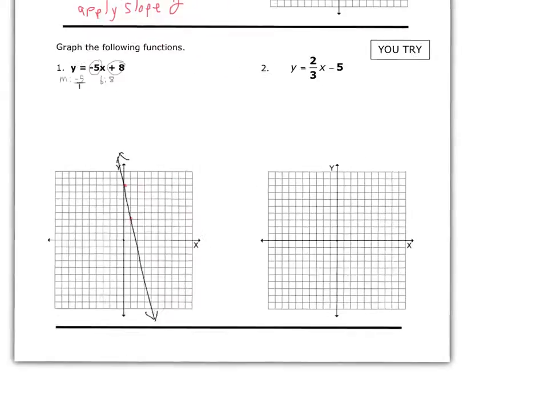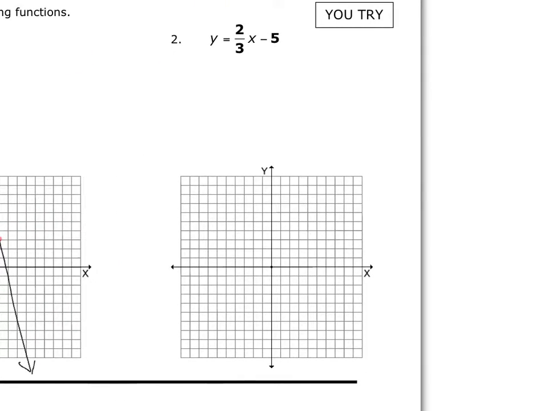Okay, so with this last example, I would like you and a partner to go ahead and try to find the slope, the y-intercept, and then go ahead and plot those two pieces of information on the graph.